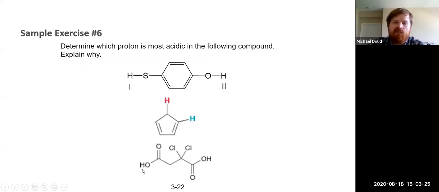So go ahead. Now we have 2 different protons here. We have one on the left side, one on the right side. Go ahead and try to figure out which of these is going to be more acidic. Give it a shot, and we'll pick this up in the sample exercise video again.